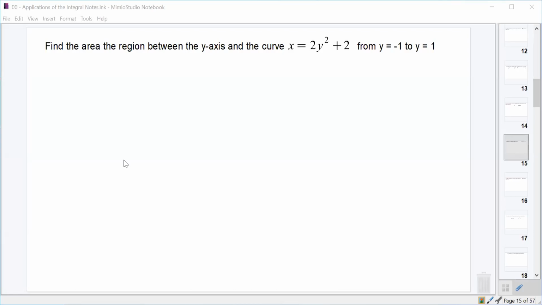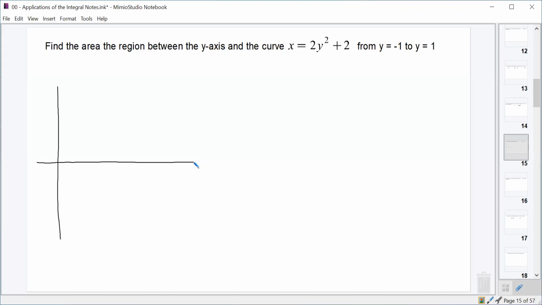Today we're going to talk about how to find areas of regions between a curve and the y-axis, and also just finding the area between two different functions, but doing it in terms of y instead of in terms of x like we did last time. So the first one we're going to look at here is the area of the region between the y-axis and x equals 2y squared plus 2, and we're going to go from y equals -1 to y equals +1.